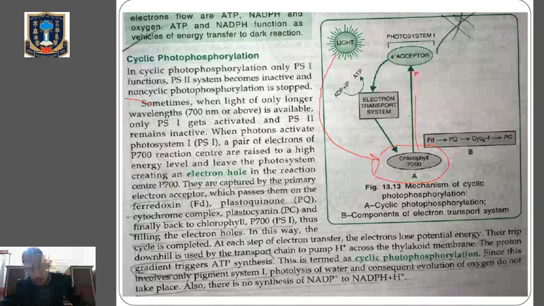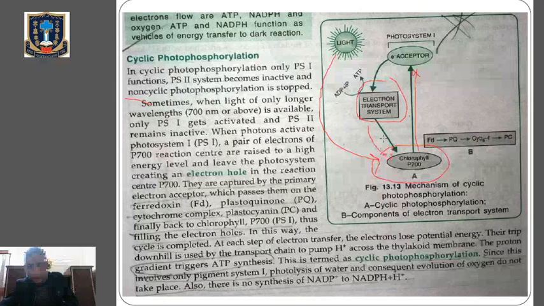Now what happens is that when the electrons move out of the reaction center of PS1, holes are created over here, and those excited electrons which have left the reaction center of PS1 will be accepted by the electron acceptor, will move through the ferredoxin, through the plastoquinone, through the cytochrome complex, through the plastoquinone. That means it will move through the electron transfer system, and finally again it will come back to the reaction center of PS1. So here you can see the cyclic flow of electrons in PS1.